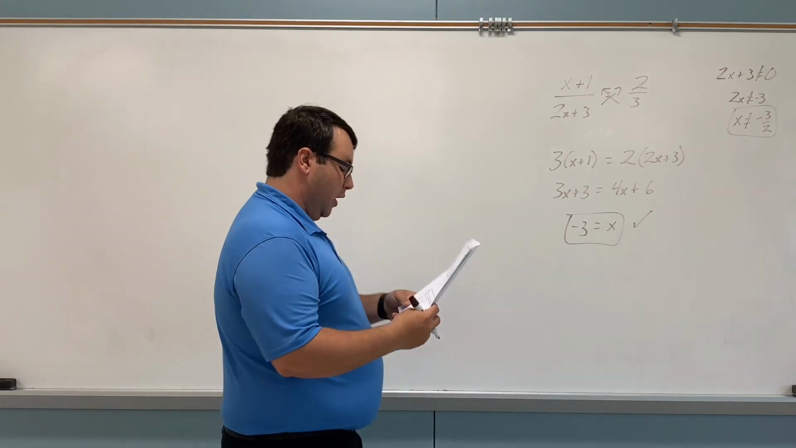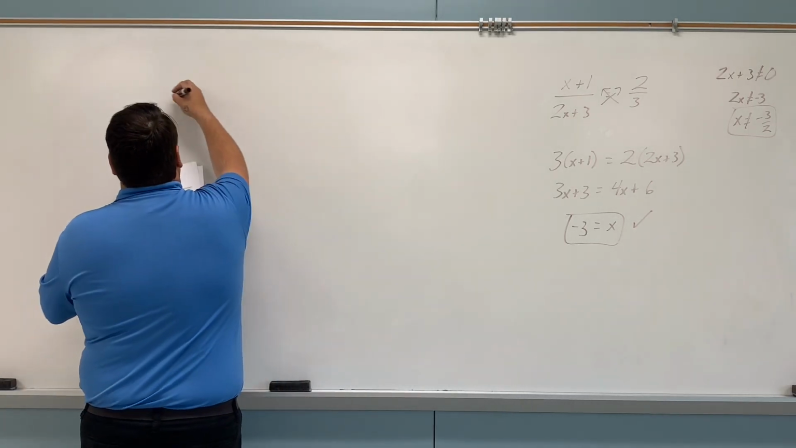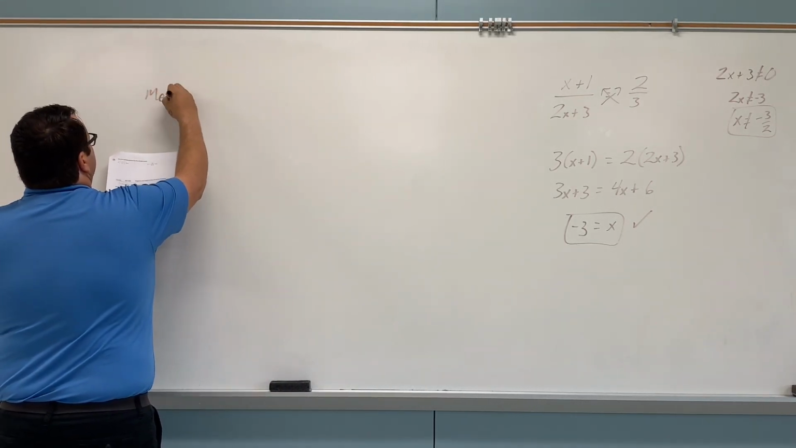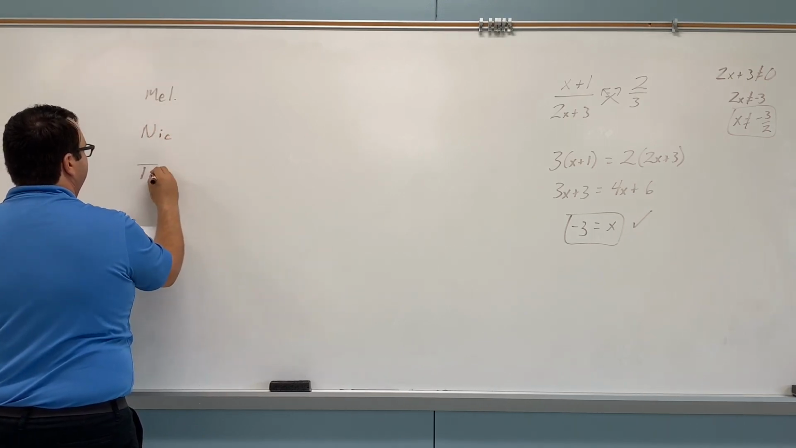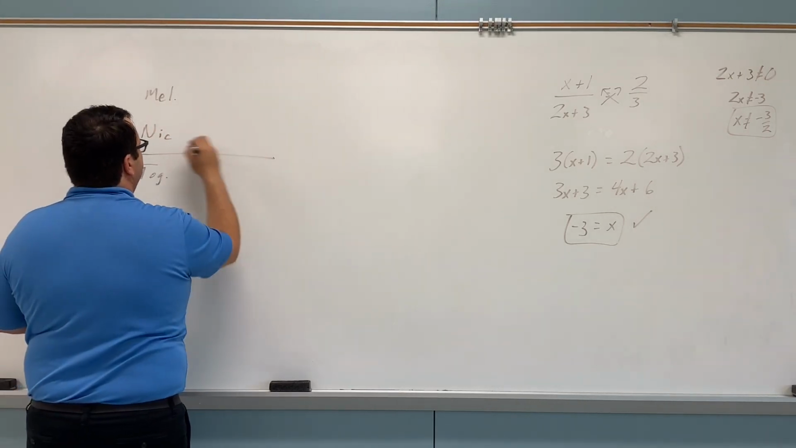So here's our table so that we're ready to capture information. So we have Melanie, we have Nicole, and we have together. I'm abbreviating.